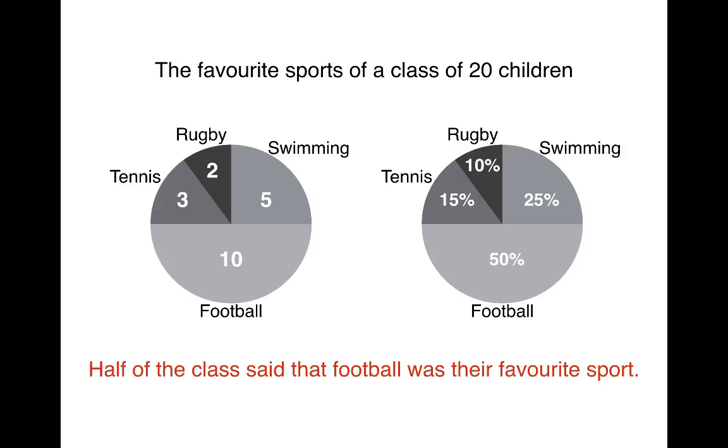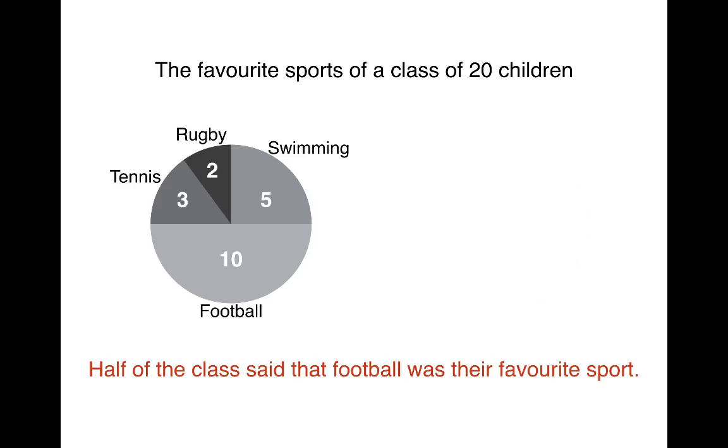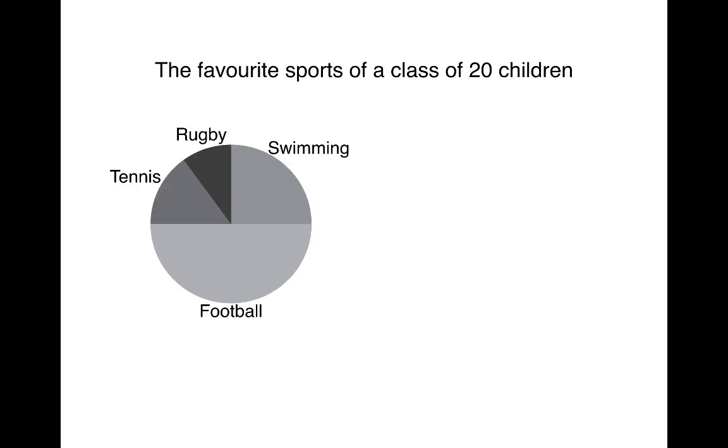But remember, even if you don't see the percentages, you can still say half of the class or 50% of the class, because we can still see that 10 out of 20 children preferred football. And even if you don't see those numbers, we can still see percentages or proportions in the pie chart.